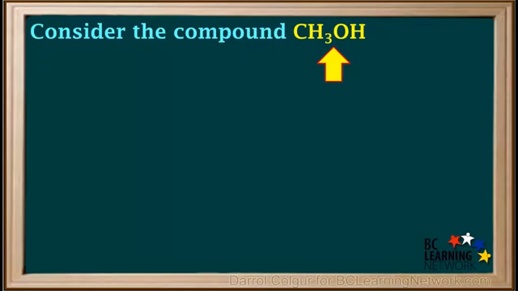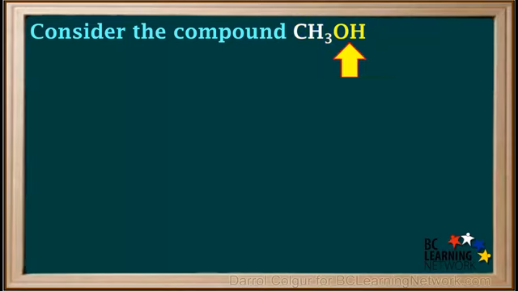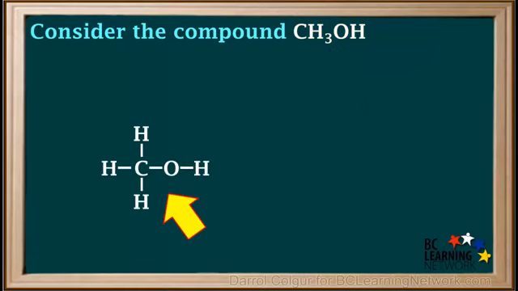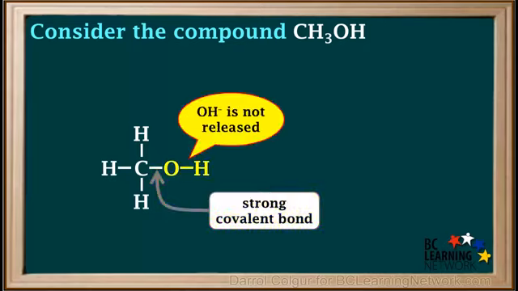Let's have a look at the compound CH3OH. It's called methanol, or methyl alcohol. At first it may appear to be a base because it has OH at the end of its formula. However, CH3OH is not a base. The structure of methanol can be represented like this. The bond between the carbon and oxygen is a strong covalent bond, and it is not easily broken.